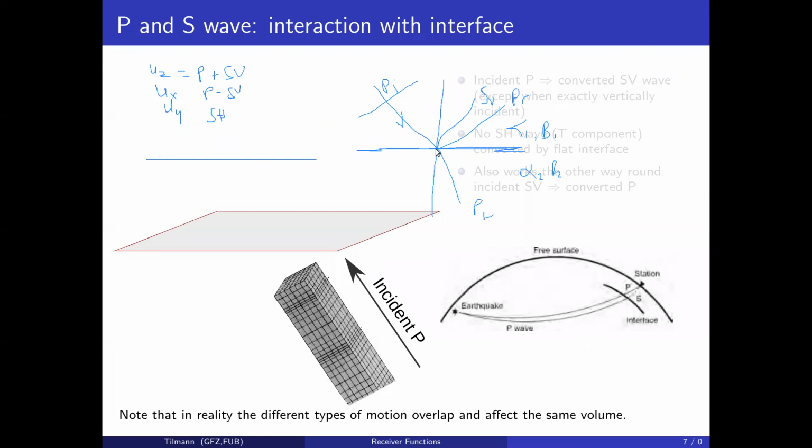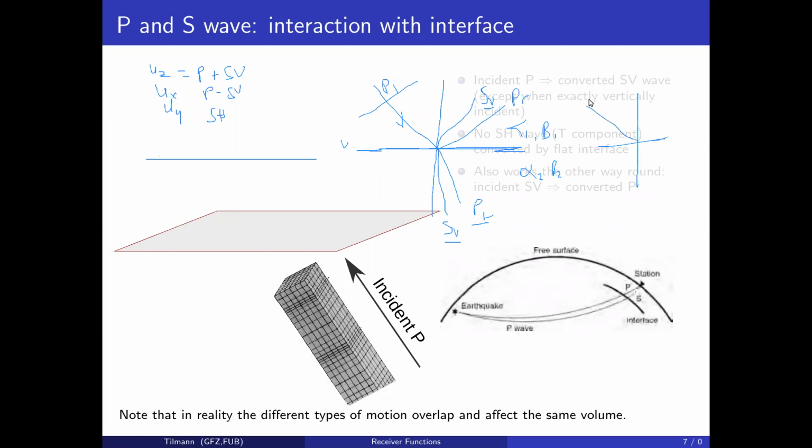Okay, the requirement that the displacement should be continuous at the interface, at the boundary, requires that there is also an SV wave that is generated at this boundary. So an incident P will generate a reflected P and a reflected SV, and then a transmitted P and a transmitted SV. Same also goes for an SV wave.